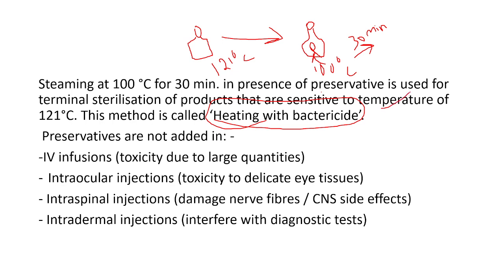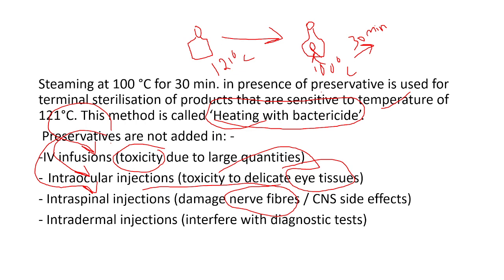with bactericide. Next, preservatives cannot be added to IV infusions, because it is toxic in nature. For IV infusions, we would need to add more quantity of preservative, and more quantity of preservative is toxic in nature. Next, preservatives cannot be added to intraocular injections, because this is toxic to the eye tissues. Next, preservatives cannot be added to spinal injections, because the preservative may damage the nerve fibers or show CNS side effects.